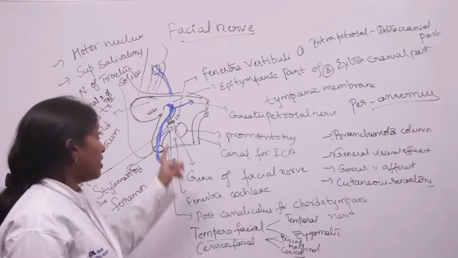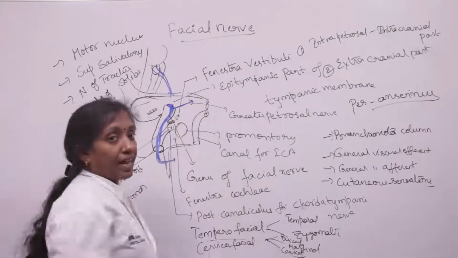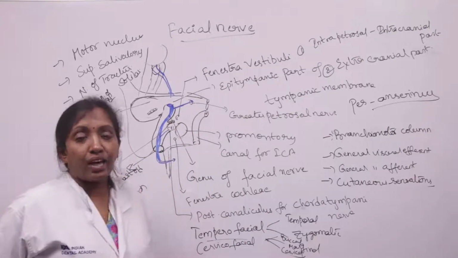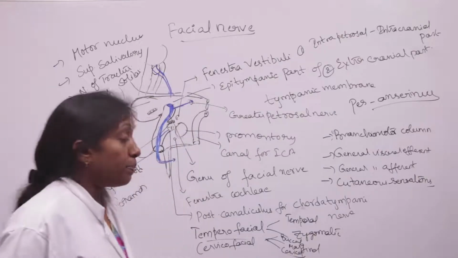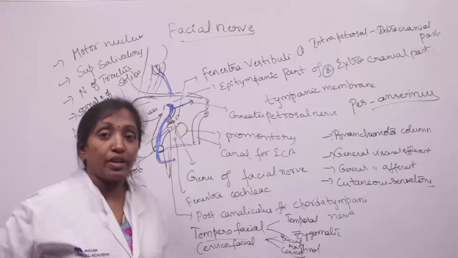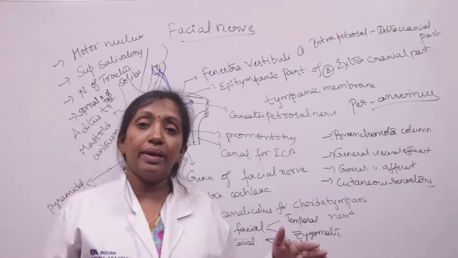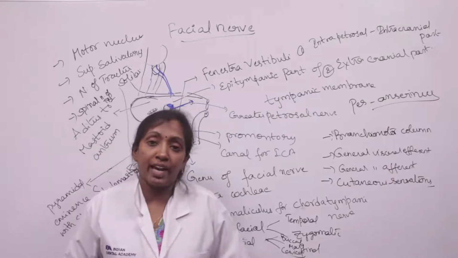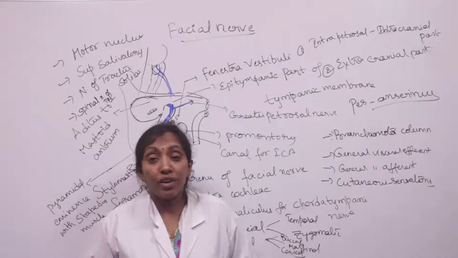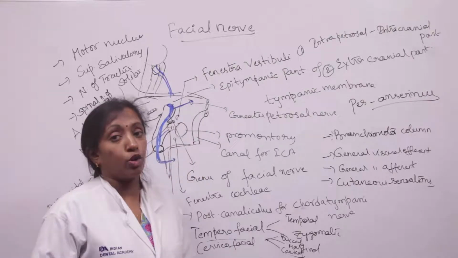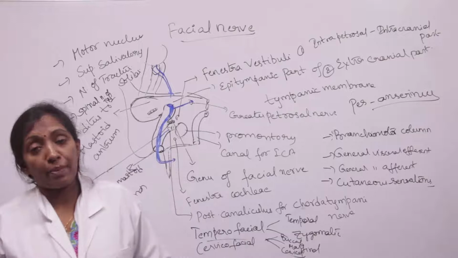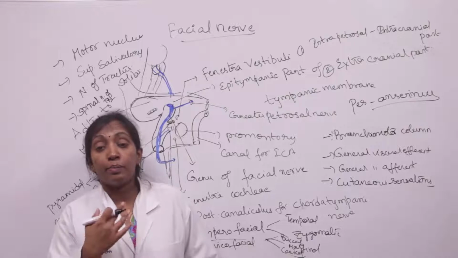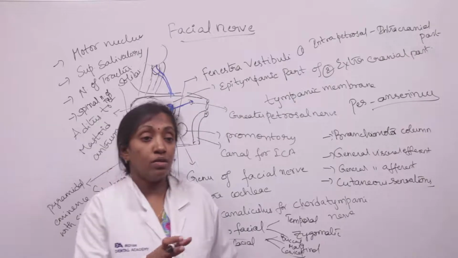And here at the genu, the nerve gives one important branch, the greater petrosal nerve. Through the greater petrosal nerve, the preganglionic parasympathetic fibers pass, and by joining with the deep petrosal nerve, the nerve of pterygoid canal is formed. Through it, the preganglionic parasympathetic fibers relay in the pterygopalatine ganglion, and the postganglionic fibers supply the lacrimal gland.